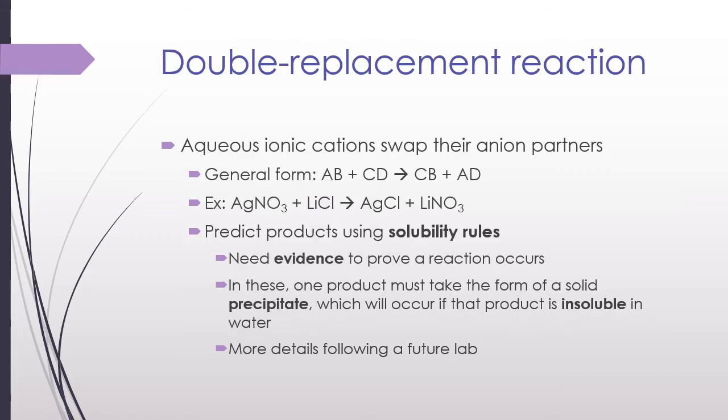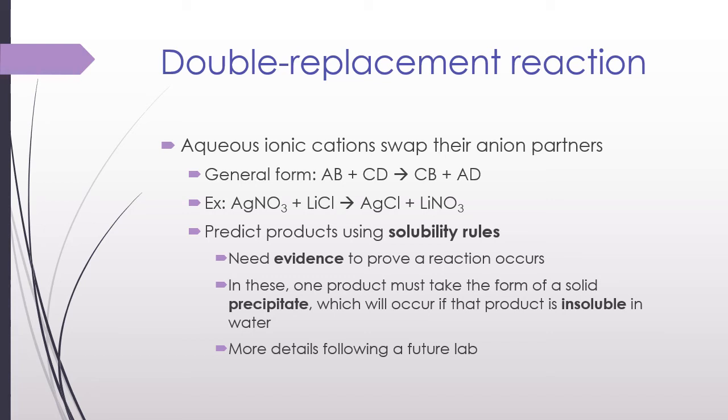Our fourth category of reaction is double replacement reactions. For a double replacement reaction, 2 aqueous ionic cations are going to swap their anion partners. This generally only takes place in aqueous solutions. It has a general form of 2 compounds, let's call them AB and CD, will switch their partners. So now, on the product side, we have CB and AD. Notice how the metals have switched places. An example of this might be silver nitrate and lithium chloride yield silver chloride and lithium nitrate.